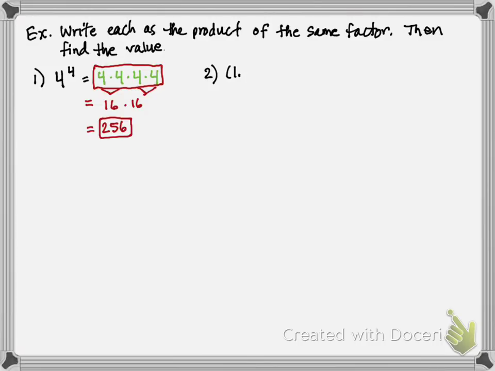Look at this. We can have decimals. So we have 1 and 5/10 squared. We're going to write it as the product of the same factor. That would be 1.5 times 1.5. Now we're going to go ahead and multiply.